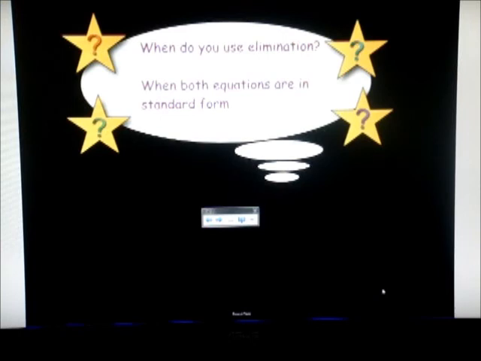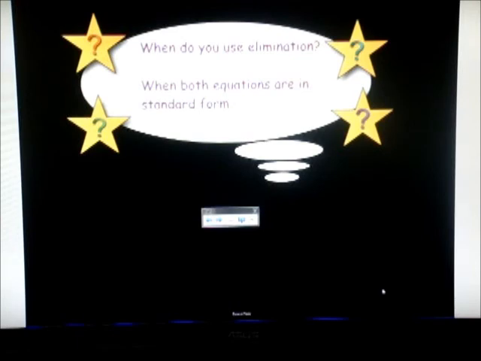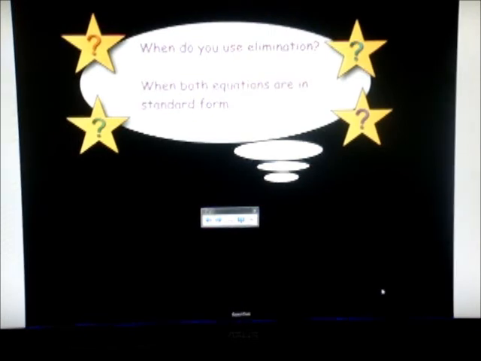Just as a reminder, standard form means that both variables are on the same side of the equation. A variable is not isolated, like we usually see when we talk about graphing y. So that's when I use elimination. We're going to take a look at 3 word problems where we would use elimination.